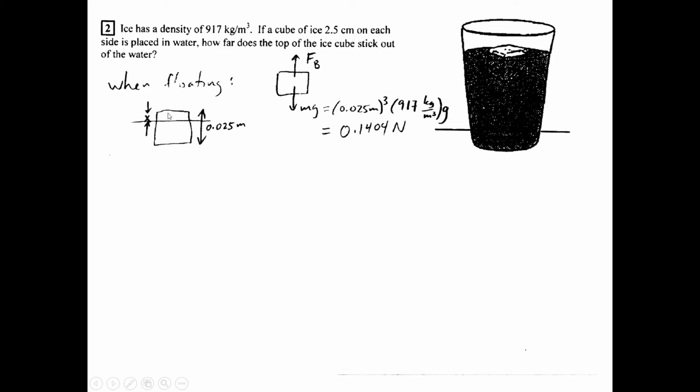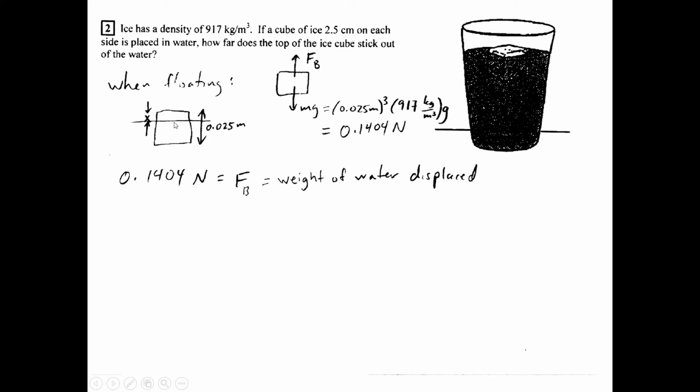Okay? So, what I want to do is figure out what this distance is that the ice cube sticks above water. So I'm going to draw a little diagram here, a side view of the ice cube floating in the water. And let's assume that a distance x floats above the water. Of course, the full height of it is 2.5 centimeters, so that's 0.025 meters here. And I'm going to use Archimedes' principle, okay? The buoyant force is 0.1404 newtons.